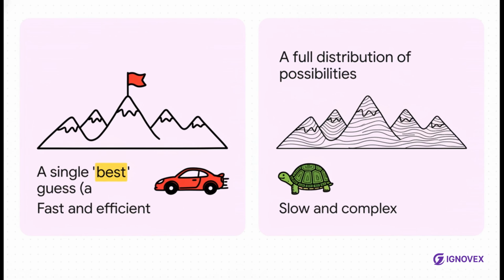Now, it's important to know that MAP isn't the whole story. It's got a more complicated, more intense cousin called full Bayesian inference. But where full Bayesian methods give you this whole range of possibilities, which is definitely more complete, they are often incredibly slow and complex. MAP, on the other hand, just gives you a single best guess. It's fast, it's efficient, and it's more than good enough for a huge number of real-world problems.